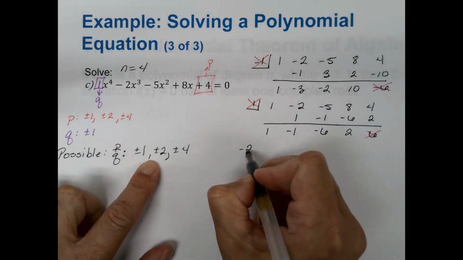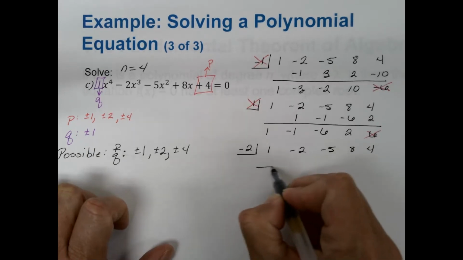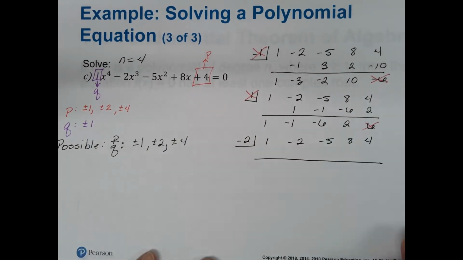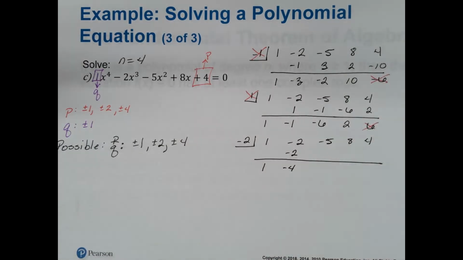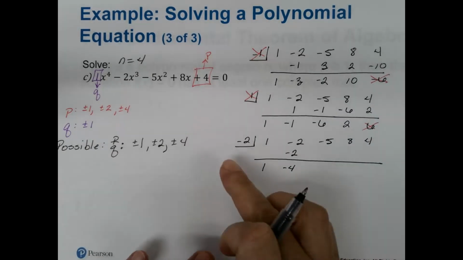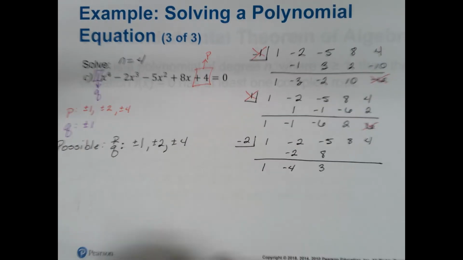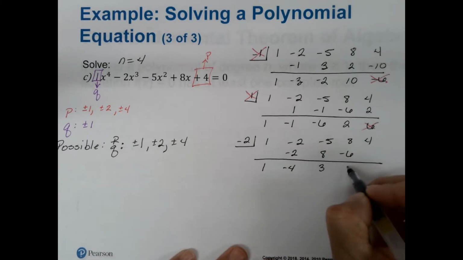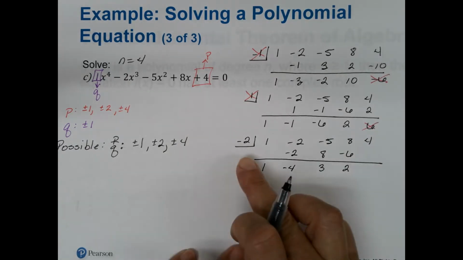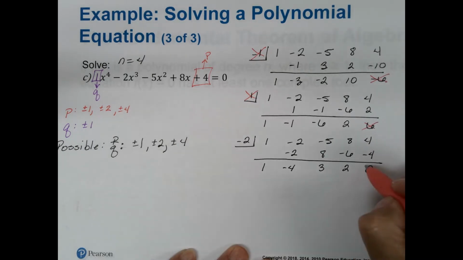I'll go to negative 2. Bring the 1 down. Negative 2 times 1 is a negative 2. When I add here, I get a negative 4. Negative 2 times a negative 4 is a positive 8 when I add here. Negative 5 plus 8 is 3. Negative 2 times 3 is a negative 6. When I add, I get a positive 2. Negative 2 times a positive 2 is a negative 4. I've finally found a 0.